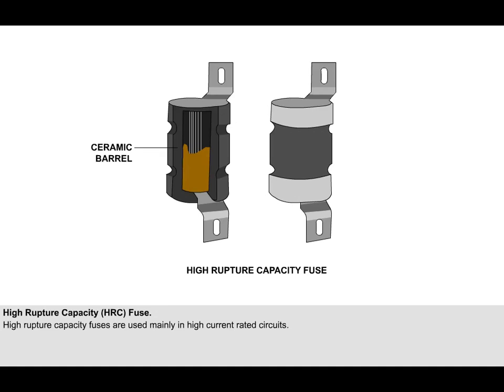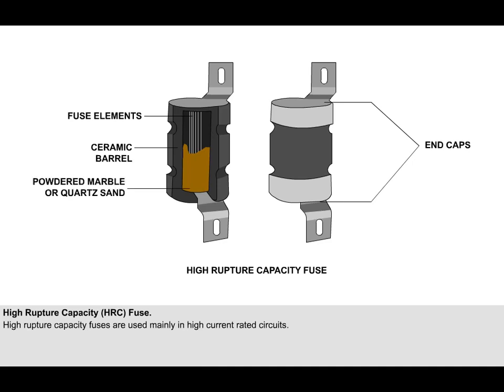It consists of a tubular ceramic barrel within which a number of identical fuse elements in parallel are connected to end caps of plated brass or copper. The barrel is filled with powdered marble or clean quartz sand to damp down the explosive effect of the arc set up on rupture of the fusible elements.